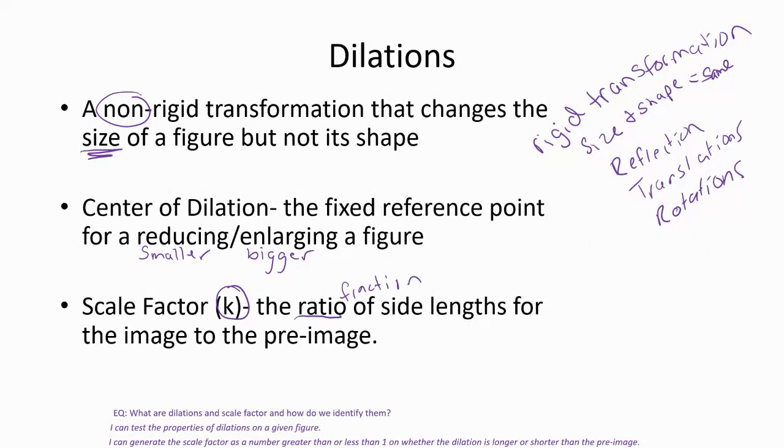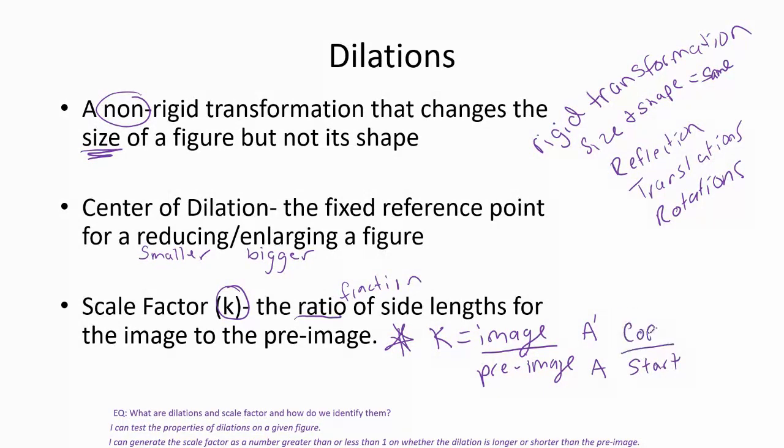And here's what's really important, so make sure you write this in your notes. We know the K is always going to be the image over the pre-image. So remember, the pre-image would be just your A, and then the image would be your A prime. So on the bottom is what you start with, and then on the top would be your copy, like how you changed it.